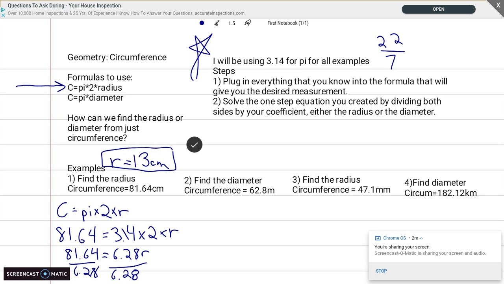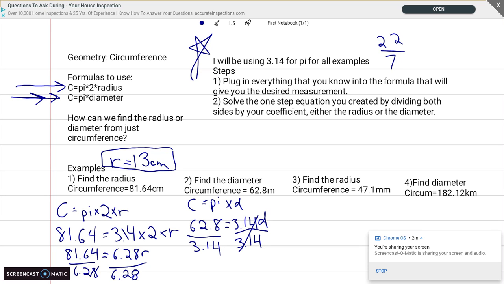Let's look at a problem where we have to find the diameter. So I'm actually going to use the second formula right there with the double arrows. So plug in everything that you know. So here we go. Pi times diameter. My circumference is 62.8 equals pi, 3.14, times my diameter, which I don't know. And now it's just a matter of dividing. So off screen on my calculator, I'm going to do 62.8 divided by my decimal for pi and get a diameter of 20 meters.